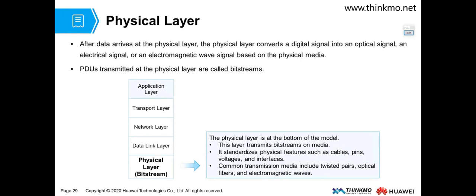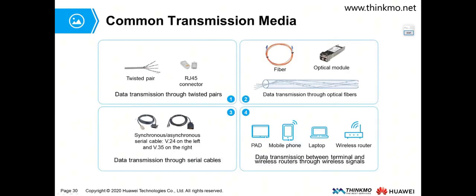Common methods for data transmission include twisted pair cables, which we also call network cables, optical fibers, or electromagnetic waves. For instance, the network cable is something everyone should be familiar with, as shown in the first image on the top left. Here we have twisted pair cables, which are the most commonly used transmission medium for everyday internet access in businesses or throughout the entire network.